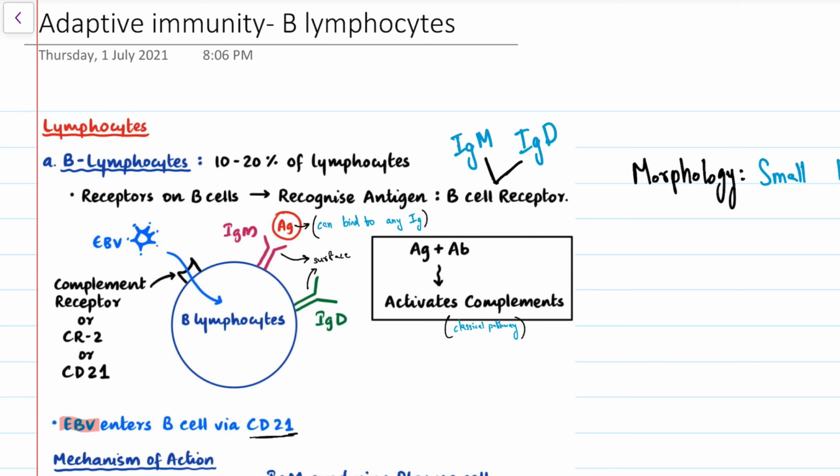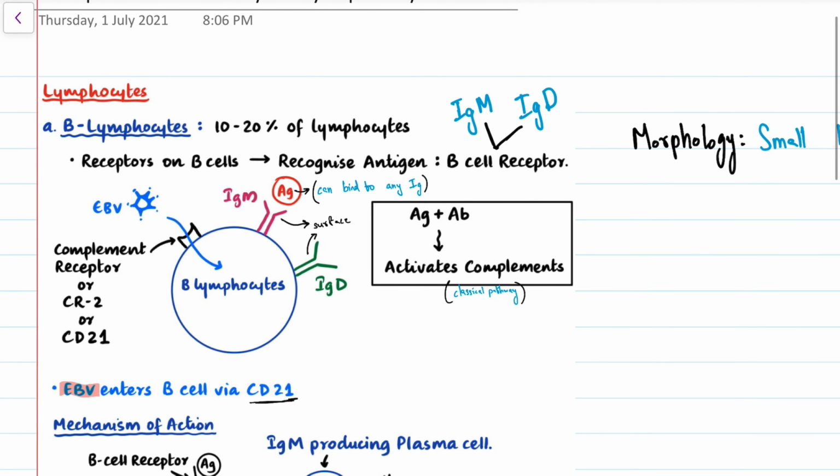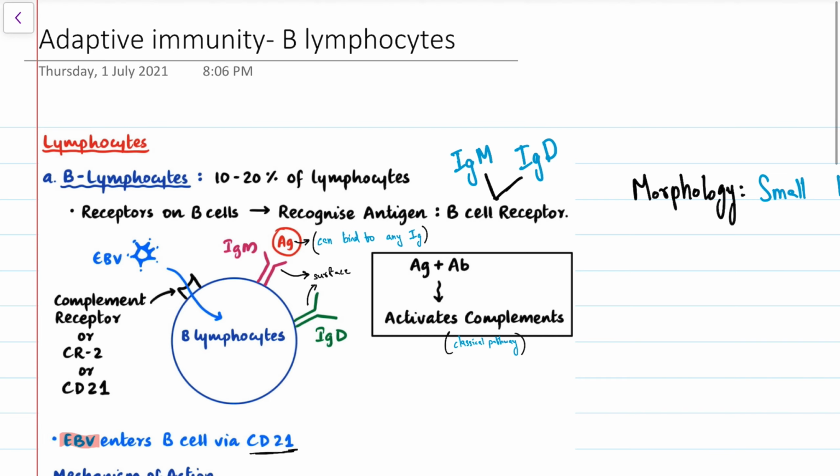So today we'll be discussing adaptive immunity. In adaptive immunity, today we'll be seeing how the B lymphocytes actually work. Okay, so as you know, in lymphocytes there are three types. One is the B cells, another one is the T cells, and then the NK cells, right? So there are three categories.